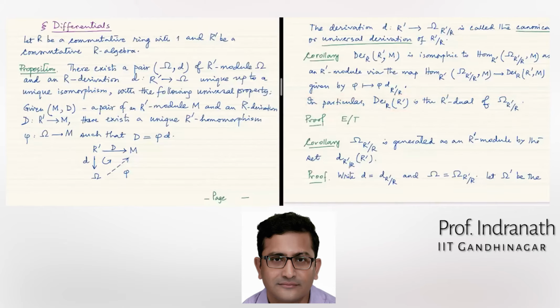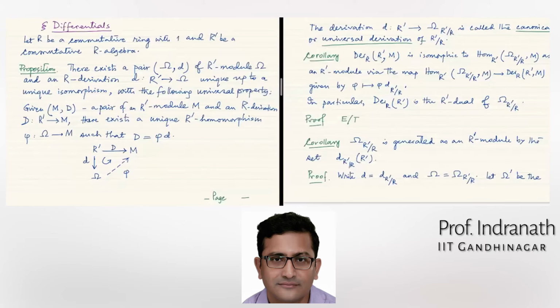In particular, if you take M to be R', then this is how we write it: Der_R(R'), the R-derivations on R'. That is the R'-dual of the module of Kähler differentials, omega R'/R. Think about it, we will come back to it. It's not difficult at all. It's just the universal property, basically.